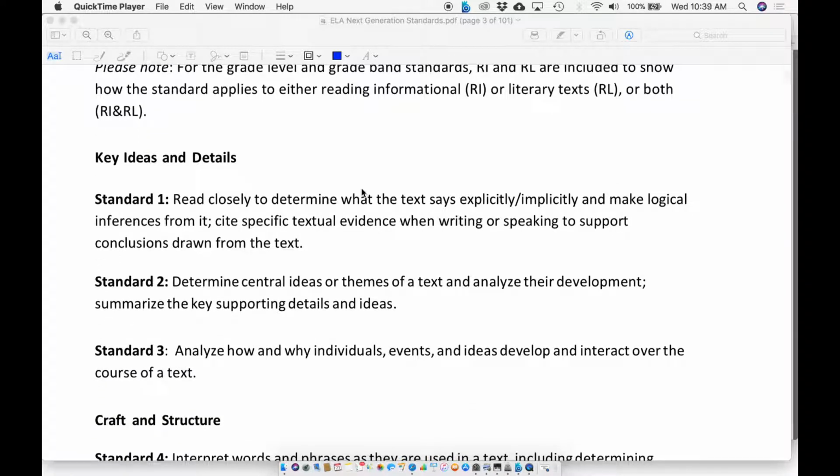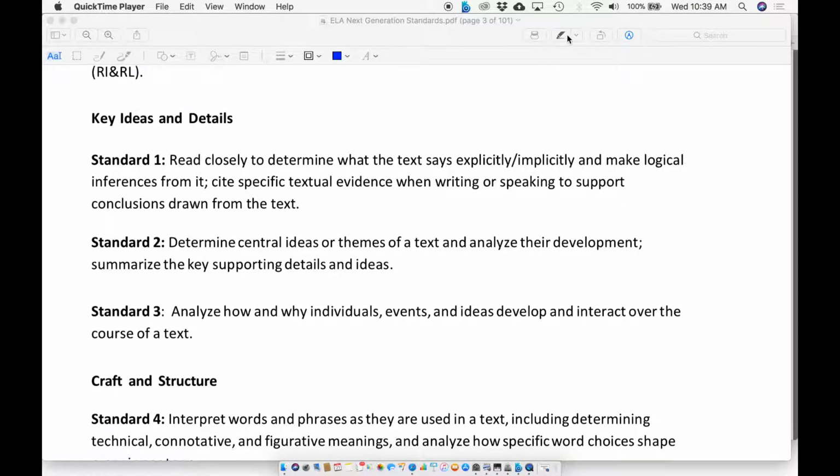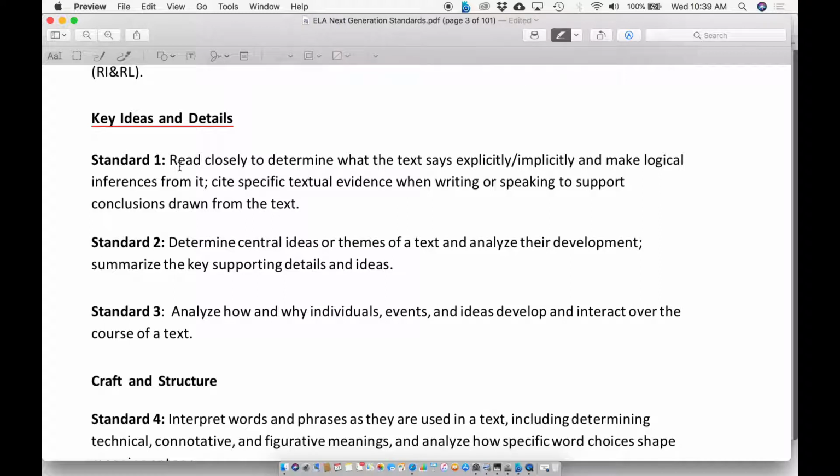So, what do they want your kids to be able to do? Well, when it comes to key ideas and details, and I'm going to mark that up for you just a little bit here, key ideas and details. Want to focus on this section here, okay? They're going to ask your kids to read closely to determine what the text says explicitly or implicitly. These are very important words here, explicitly and implicitly, and then make logical inferences from it. Then cite specific, once again, specific textual evidence when writing or speaking to support the conclusions drawn from the text. This is really important for you to understand.